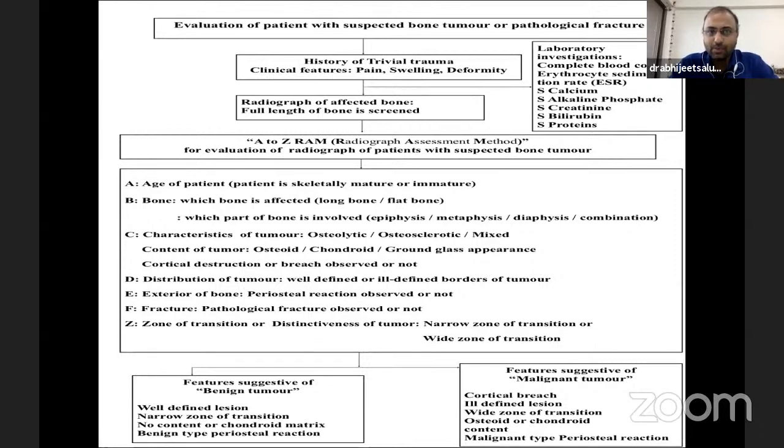So A, age; B, bone; C, characteristic; D, distribution; E, exterior; F, fracture; and zone of transition. And this will lead to some idea whether it's benign or malignant. We are not 100% sure on X-ray whether it's benign or malignant. Still, we can reach some diagnosis and we can treat the patient in a better way as compared to a gross method where we say it looks benign to me or it looks malignant to me. So use this simple formula, A to Z, the radiographic assessment method.